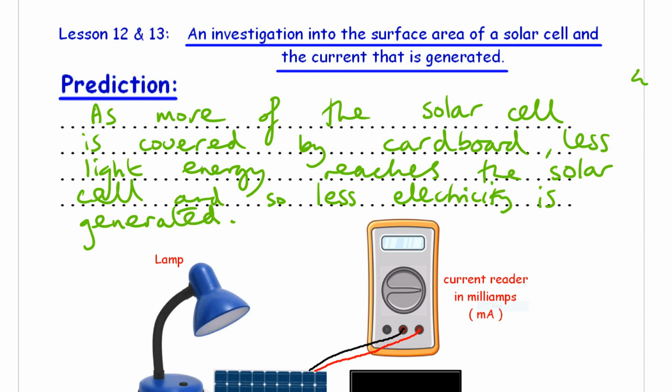Now you could go beyond that. Could you try and provide a number link? As we halve the amount of solar cell that can take in light energy, will that halve the amount of current generated? You could do that. That's a lovely number link.